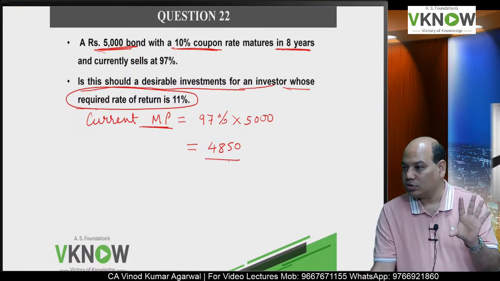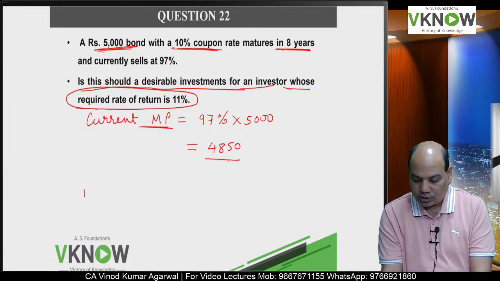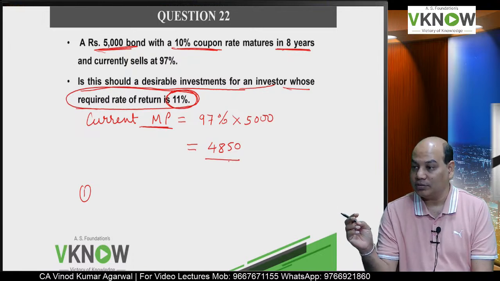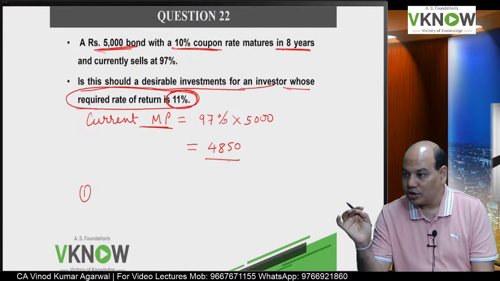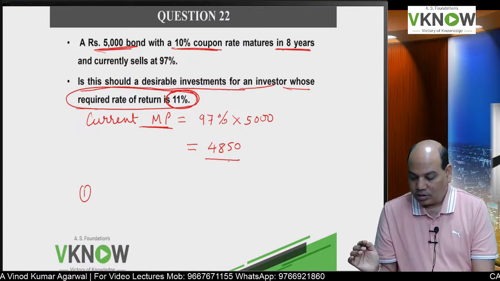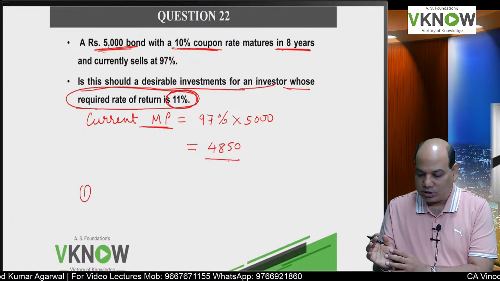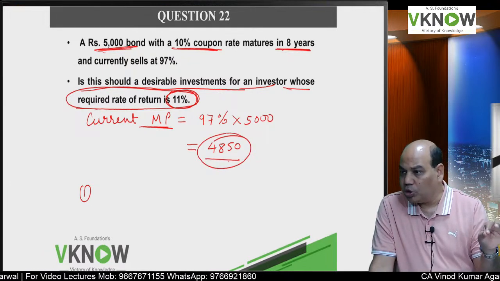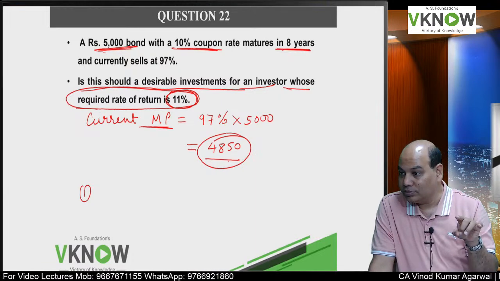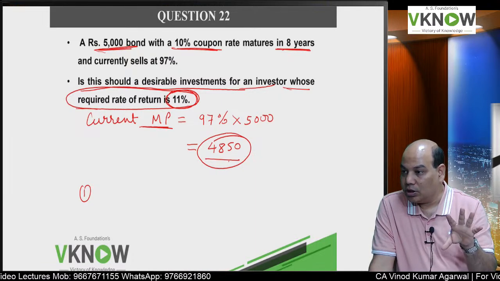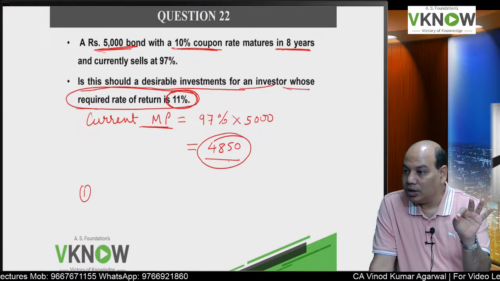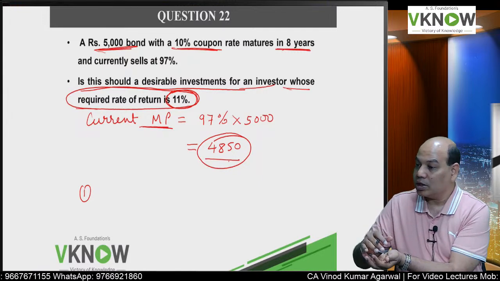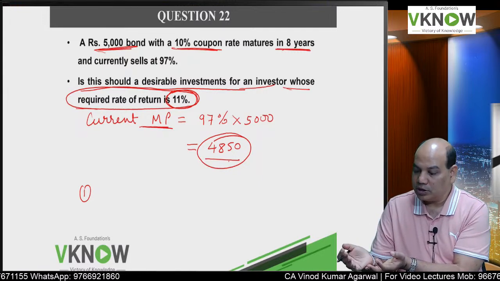So there are two ways you can solve the problem. First method is find out the intrinsic value at 11%. You will calculate intrinsic value using 11% discount rate. If the current market price is below the intrinsic value that you have calculated, then you will buy the bond. Intrinsic value is what you are willing to pay.